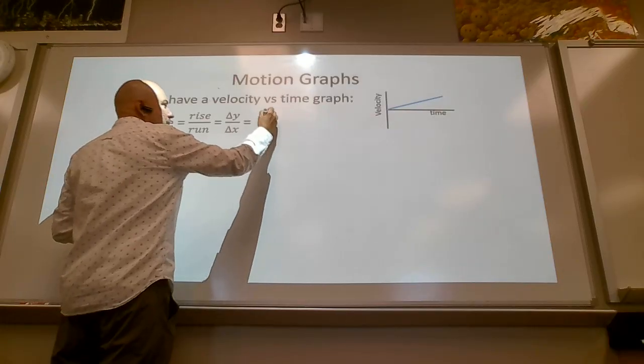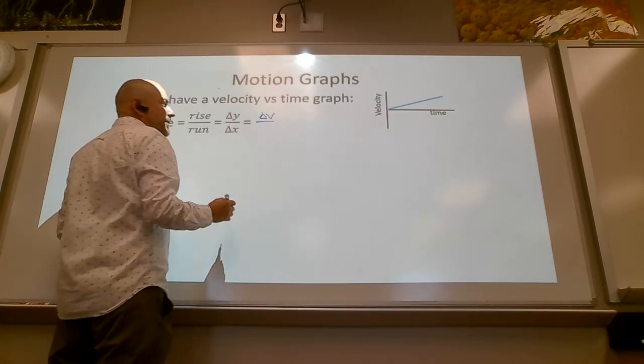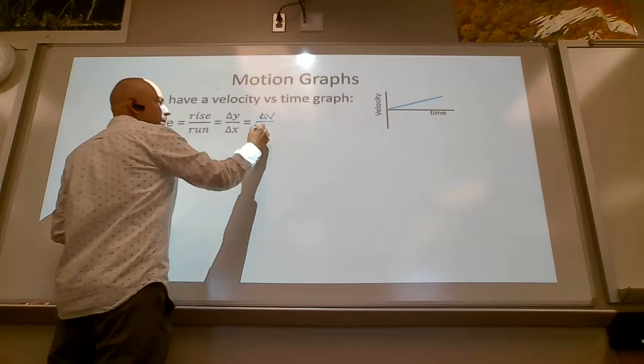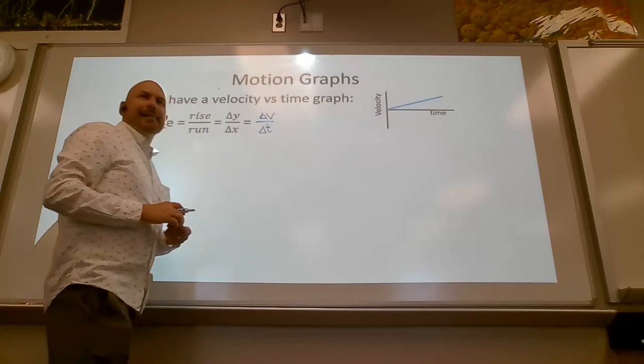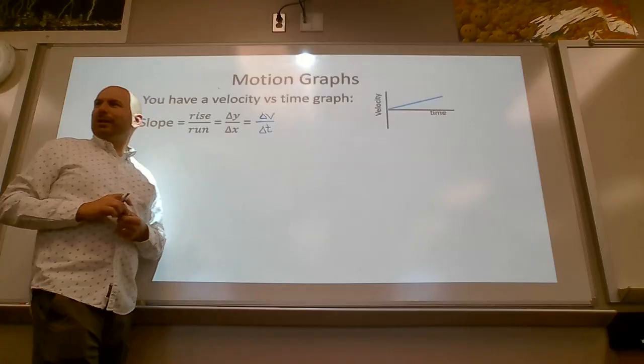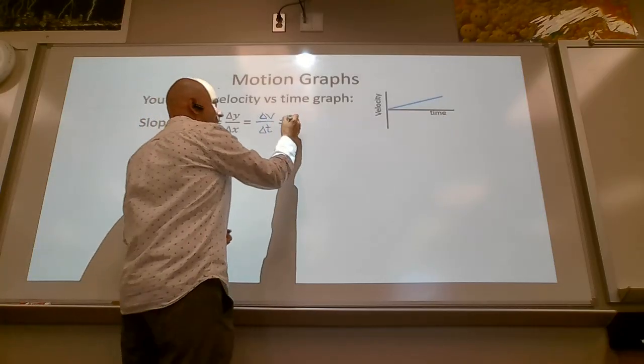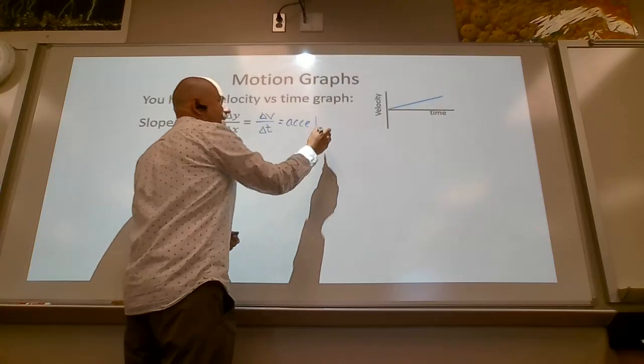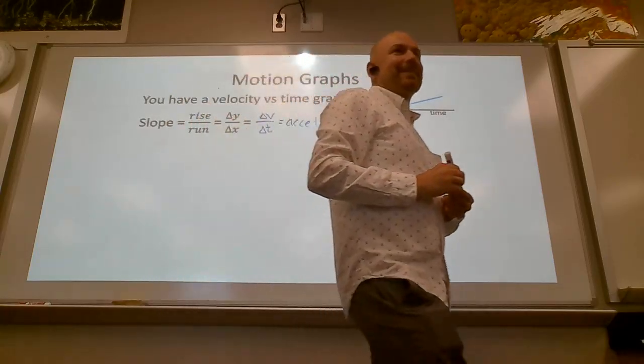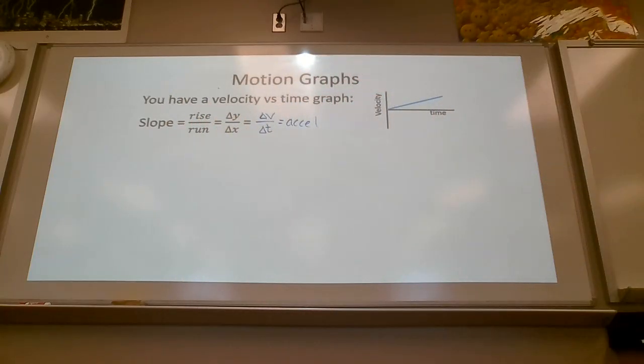Velocity. So change in velocity. What's on our x-axis? Time. Change in time. What is this ratio of delta v over delta t equal? Okay. So the slope of a velocity versus time graph tells us the value of acceleration.